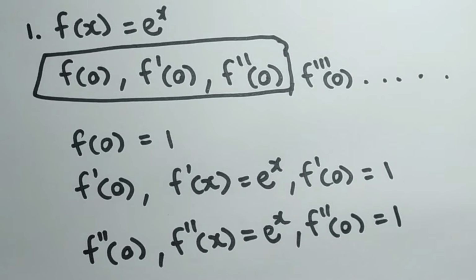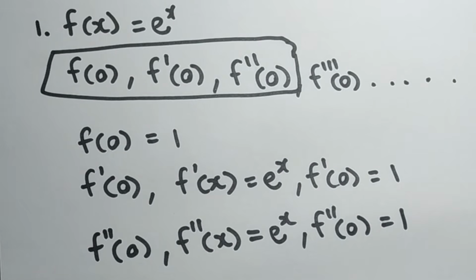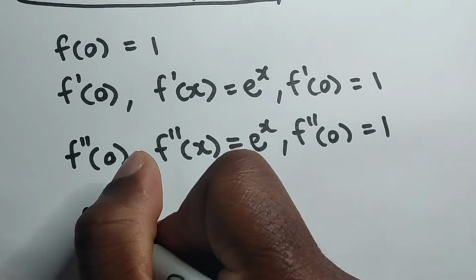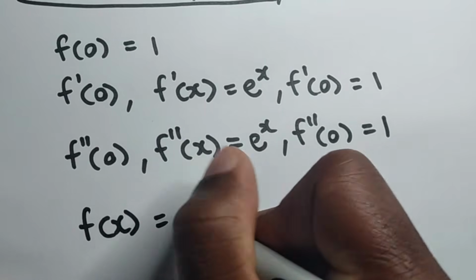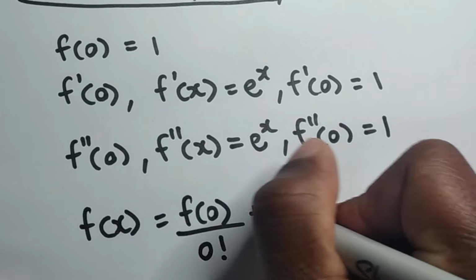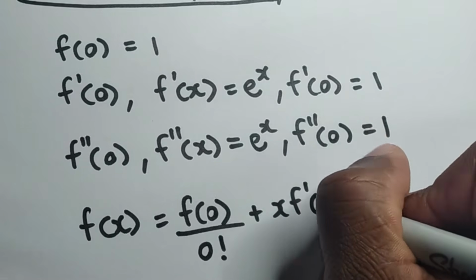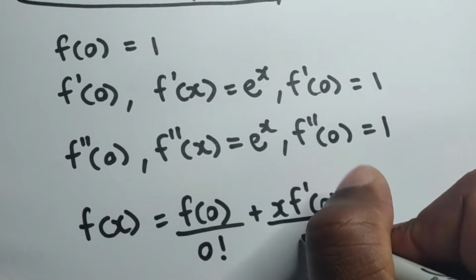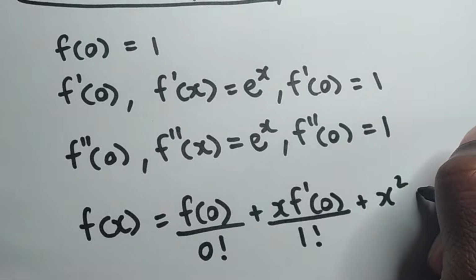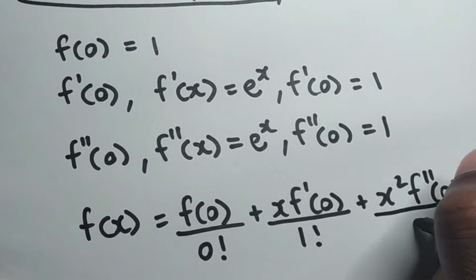Alright, so what we want to do now is to see how we can plug in these results into the Maclaurin series formula. Alright, so recall the Maclaurin series formula. F of x is equal to f of 0 over 0 factorial plus x times the result that we get when we plug in 0 into the first differential of f of x over 1 factorial plus x squared times the result that we'll get when we plug in 0 into the second differential of f of x over 2 factorial.